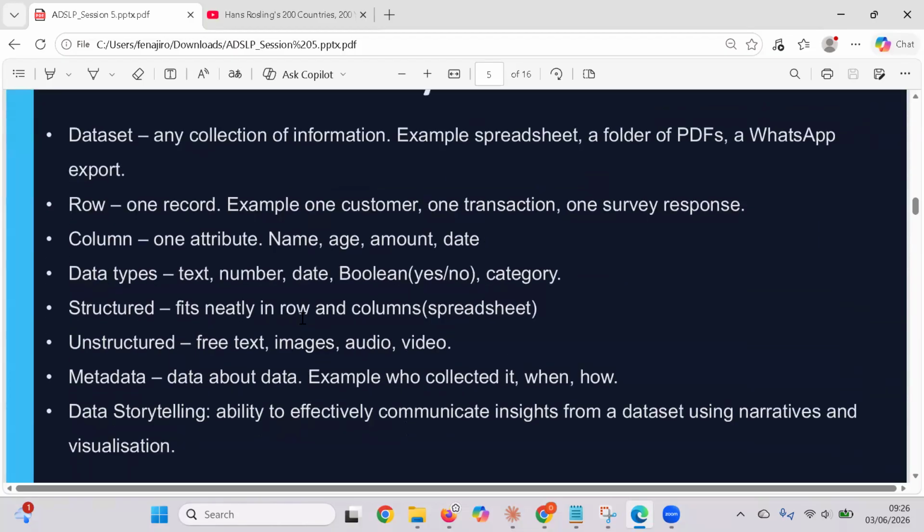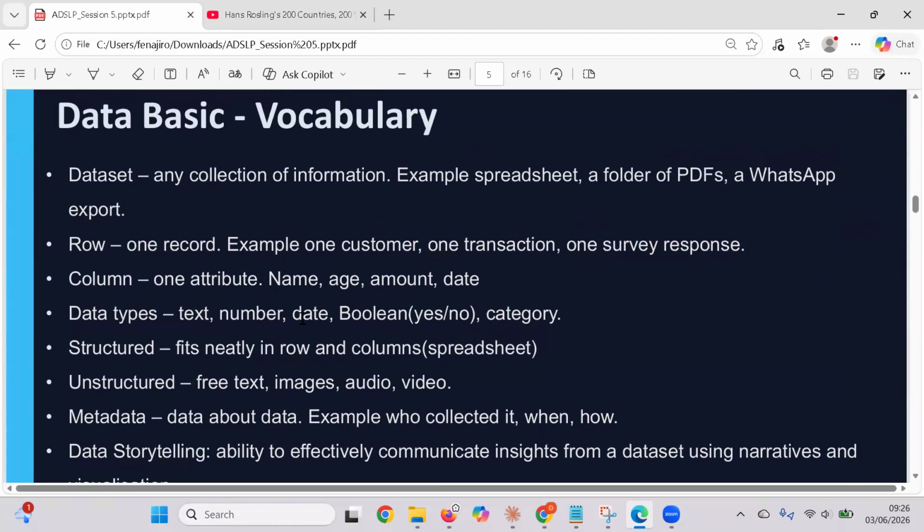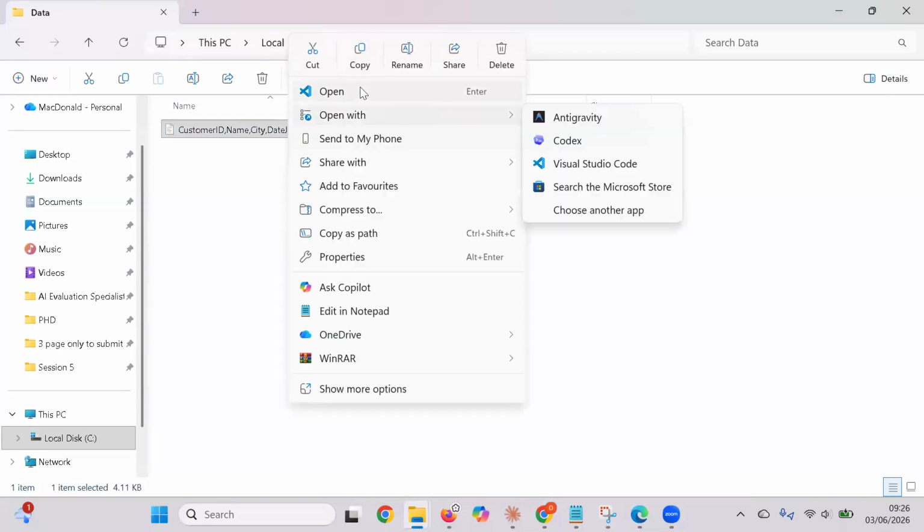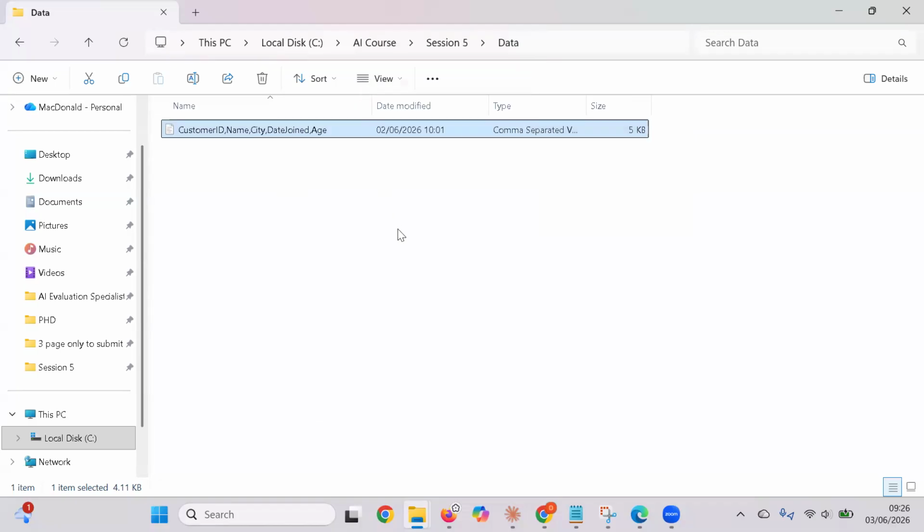Okay, then again, this brings us to what we call data vocabulary. Before we jump into doing most of the things we need to do, you really need to have basic knowledge of this, which most of us should already know. A data set is a collection of data. It is just when you have data, such as this simple one we have here that we'll be working with.